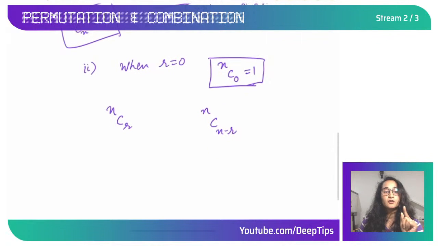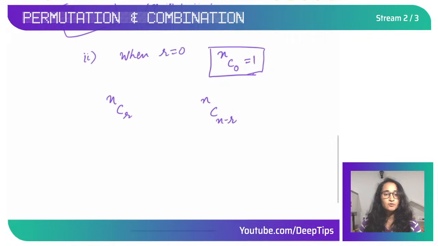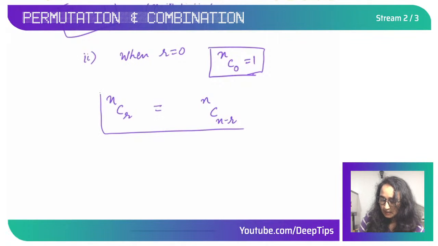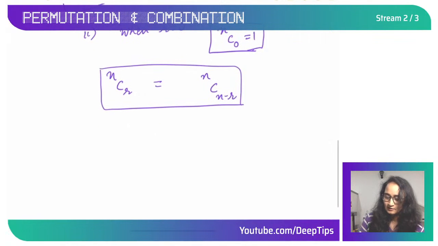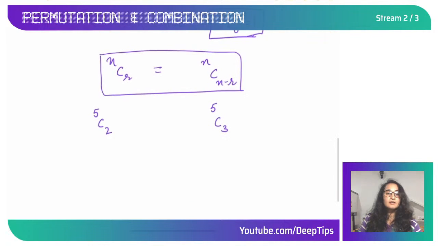Now if you use the numbers and try to relate these results, you will actually see the answer for both of them is the same. There is a result that nCr equals nC(n minus r). So that means out of 5, if I am selecting 2 objects and I am rejecting 3 objects, the combinations for both will be the same. Why? This why is very important.